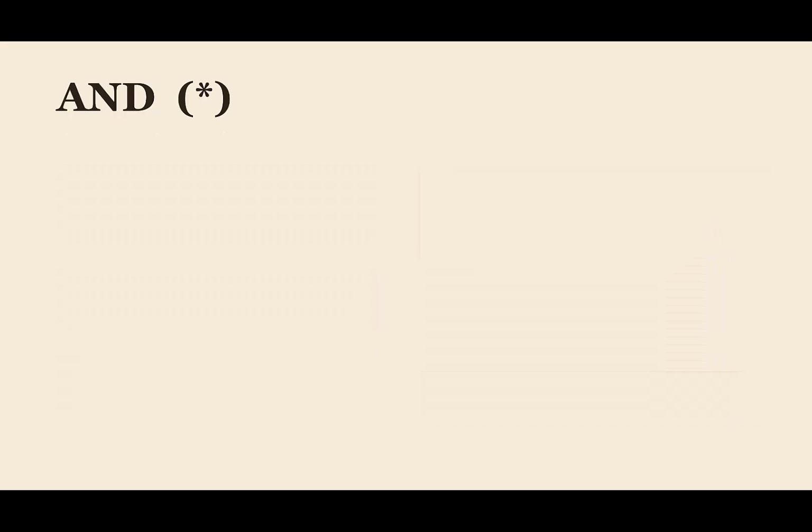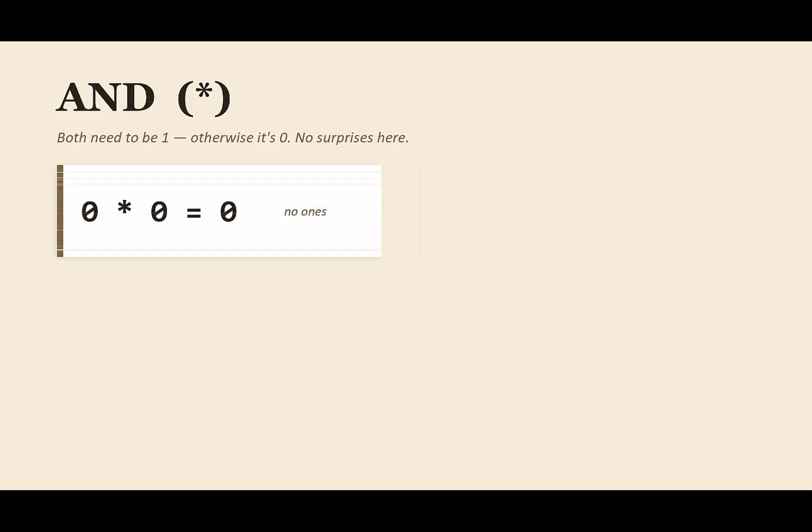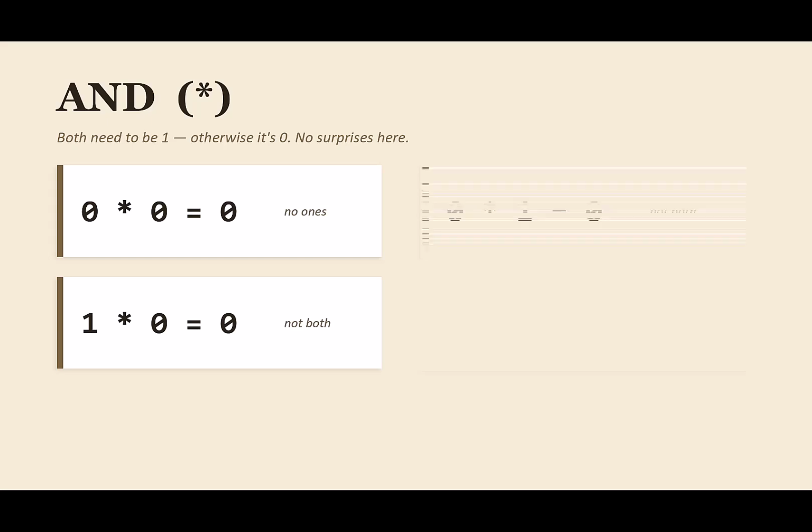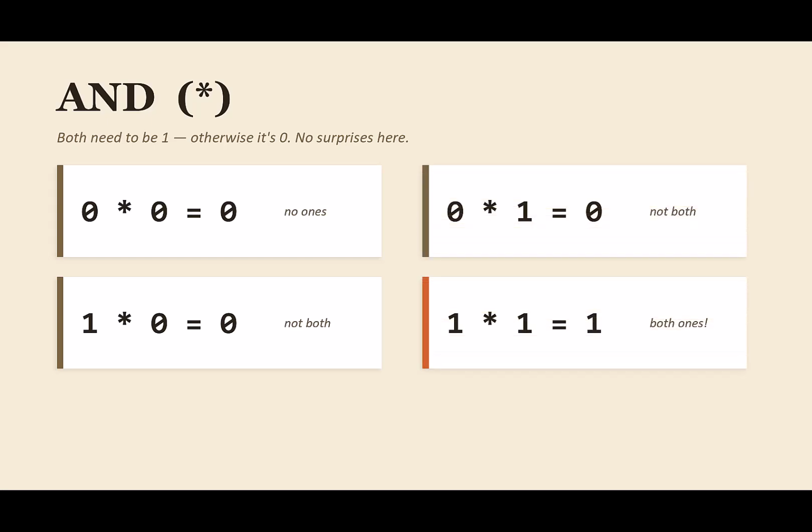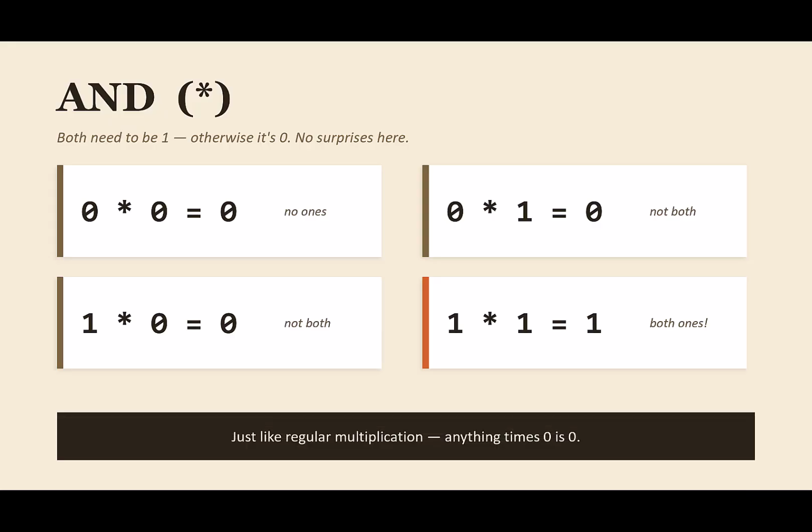Let's take a look at and. With and, both of the values need to be 1, otherwise it's 0. There should be no surprise with that. So 0 times 0 is 0, 1 times 0 is 0, 0 times 1 is 0, but 1 times 1 is 1. These four should be pretty easy. There's nothing weird going on. This is just like regular multiplication. Anything times 0 is 0.